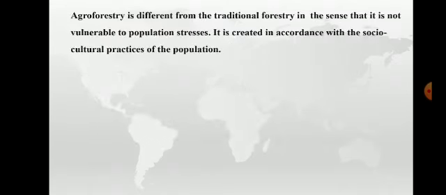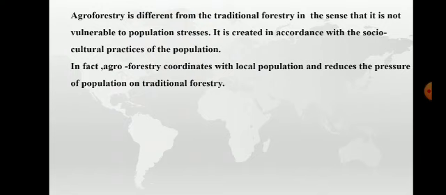So here agroforestry is different from the traditional forestry in the sense that it is not vulnerable to population stresses. So it is created in accordance with the socio-cultural practices of the population. In fact, agroforestry coordinates with local population and reduces the pressure of population on traditional forestry. So here you can see agroforestry means it coordinates with local people so that it can reduce the pressure of population on traditional forestry.